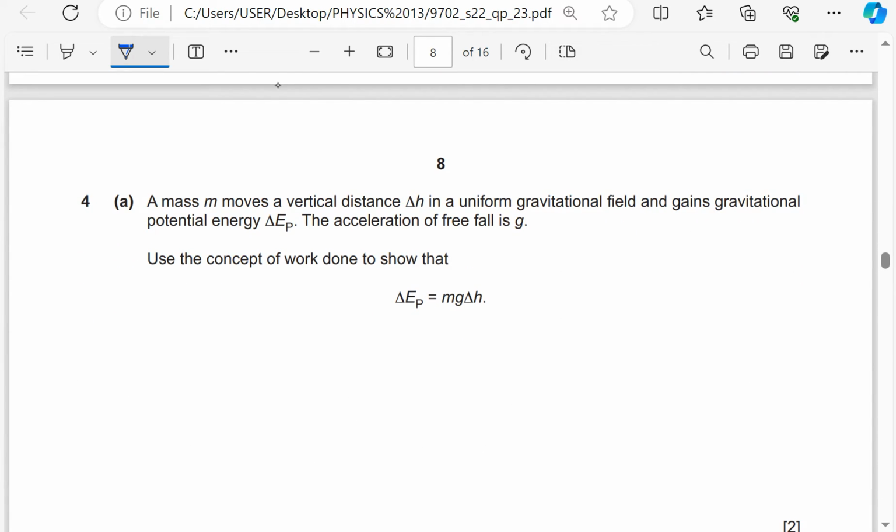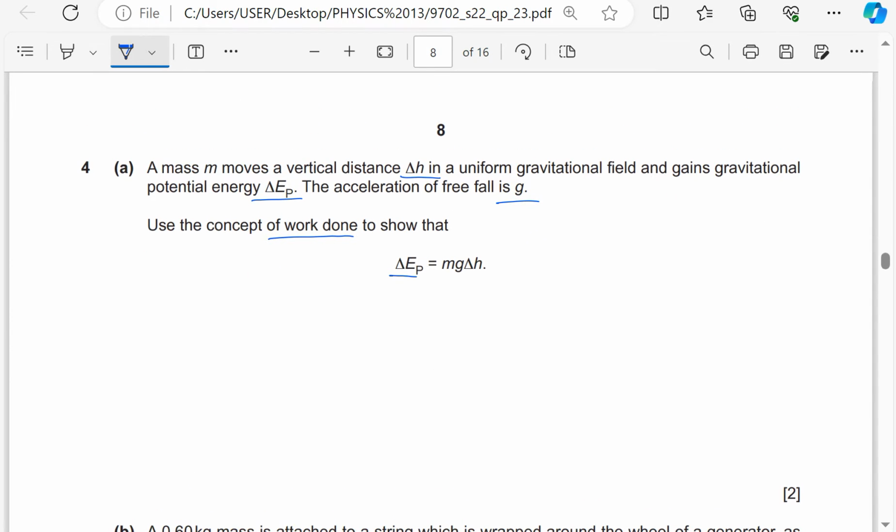A mass m moves a vertical distance delta h in a uniform gravitational field and gains gravitational potential energy delta EP. The acceleration of free fall is g. Use the concept of work done to show that the change in gravitational potential energy is equal to mg delta h. Okay, so we're using the concept of work done.